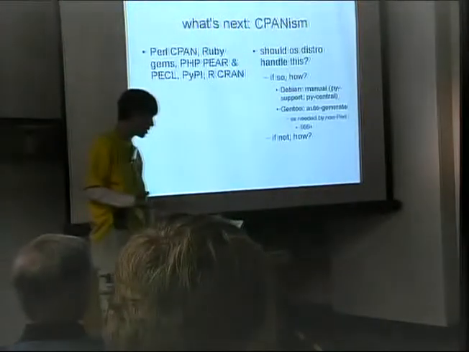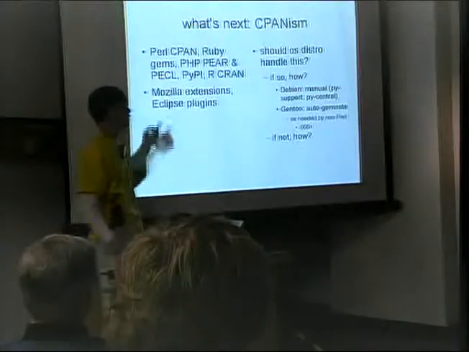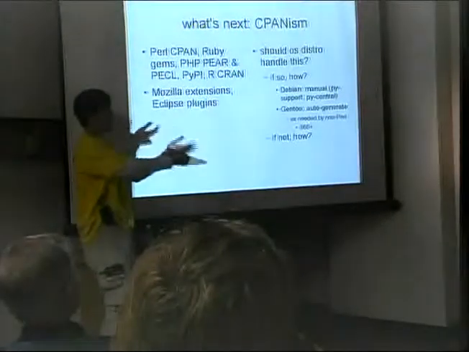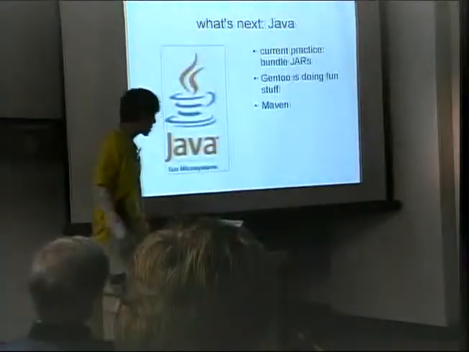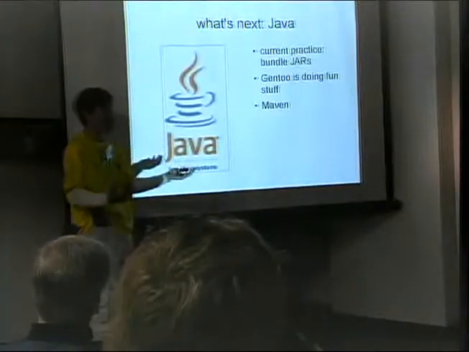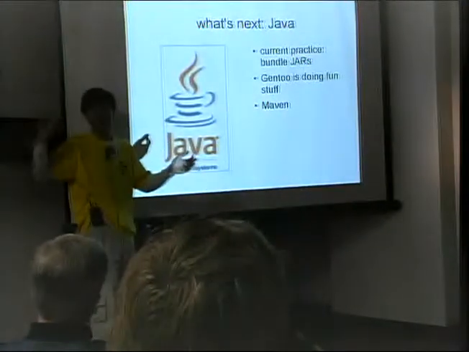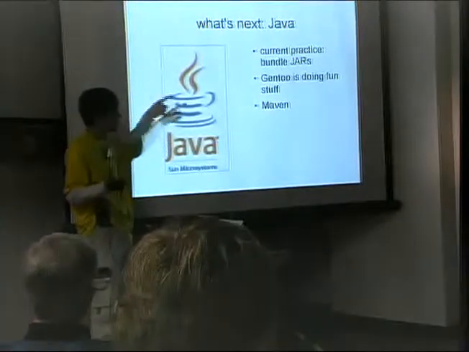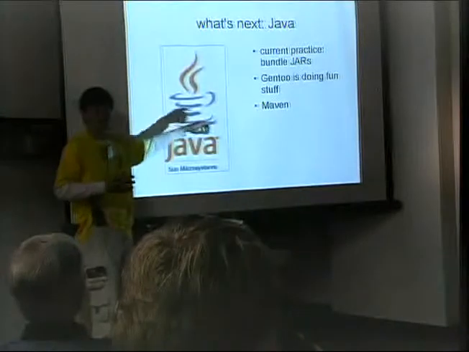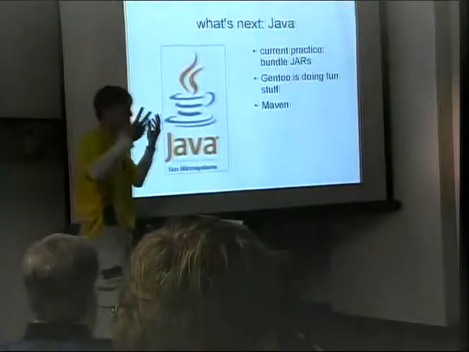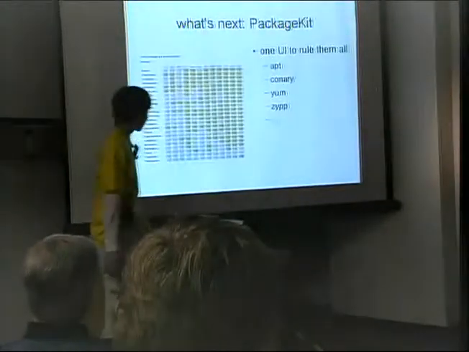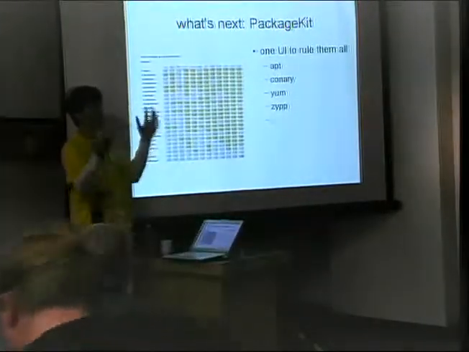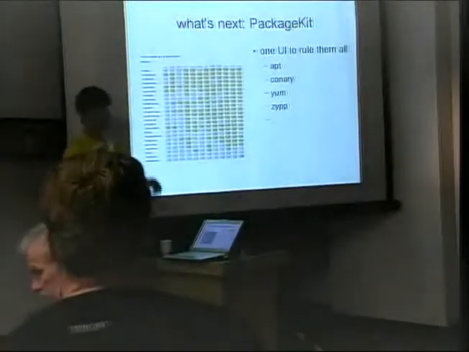And you have to remember that whatever solution we end up with, we'll need it for Mozilla extensions and Eclipse plugins and other stuff too. So whatever we decide here might influence what we decide there. What about Java? The current practice is you bundle jars, but then what happens is if upstream changes, your bundled jars don't get updated. Gentoo is doing fun stuff, and then Apache Maven is another project that is doing XMLs for packaging. So nice to watch. Another nice thing is PackageKit. It's basically one UI to rule them all. People are making backends for all the other systems.